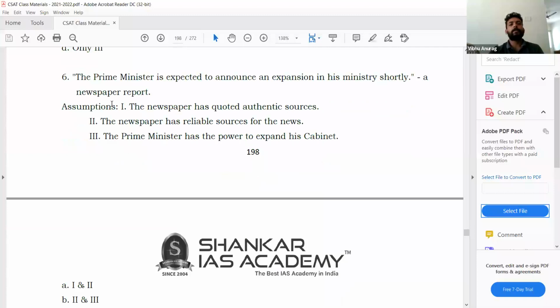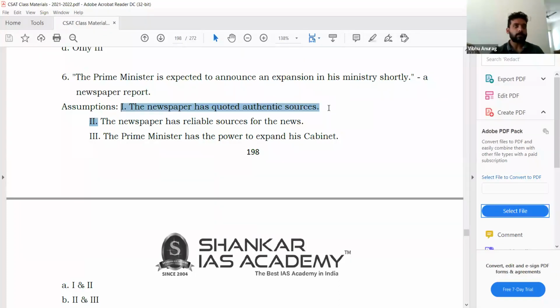Sixth one, Prime Minister is expected to announce an expansion in his ministry shortly. A newspaper report has said. So what are the assumptions? Number one, the newspaper has quoted authentic sources. Now you are a newspaper, you are publishing something. Do you believe you have an authentic source or not? He said they have published the report. The fact that they have published it means they believe they have quoted authentic sources.